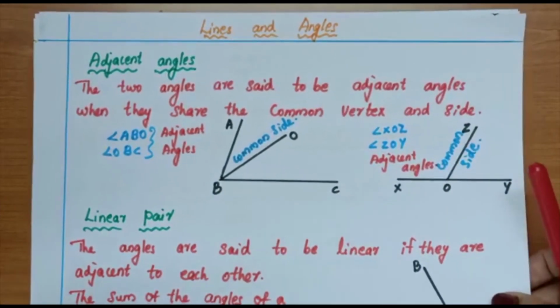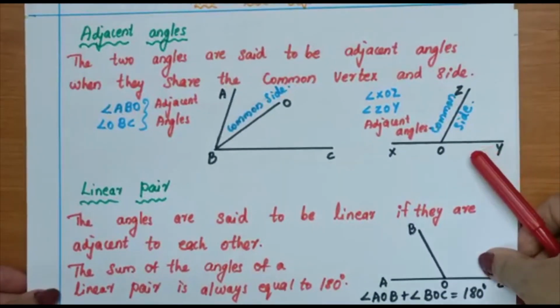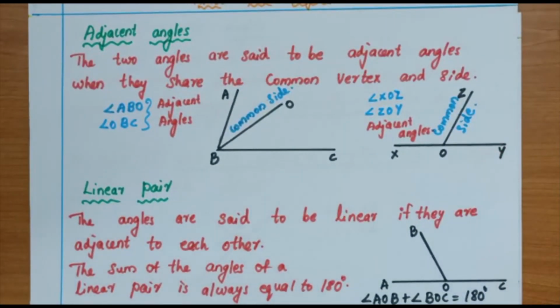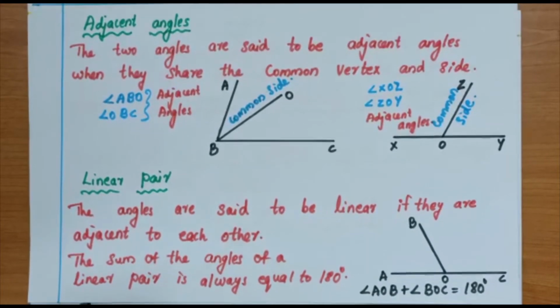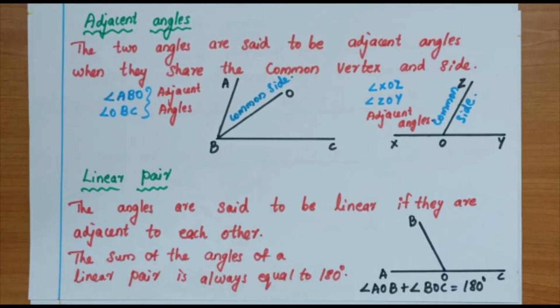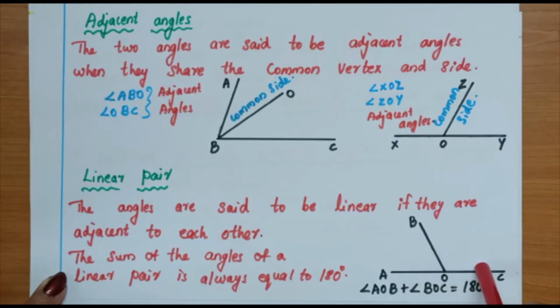Then linear pair. What is a linear pair? Linear pair is very important for doing the questions from this chapter. Angles are said to form a linear pair if they are adjacent to each other. The sum of the angles of a linear pair is always equal to 180 degrees. So if it is a linear pair, it must be adjacent angles, and when we add those two angles, the answer should be 180 degrees.